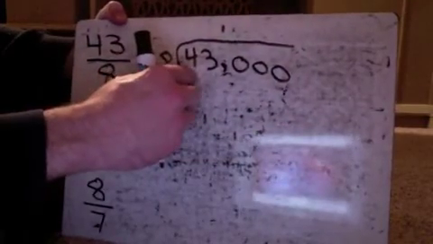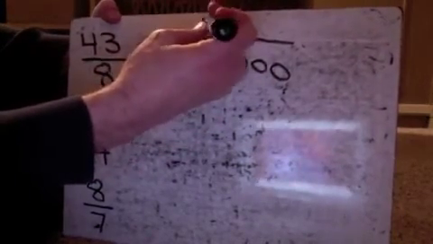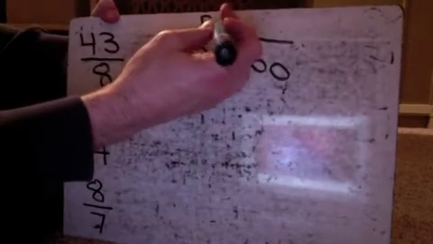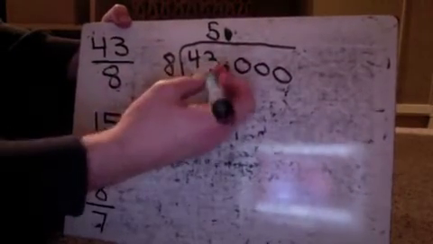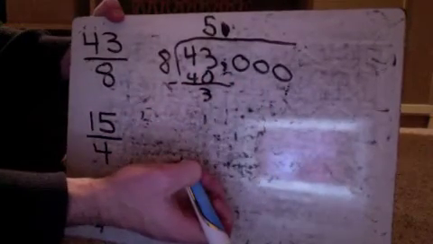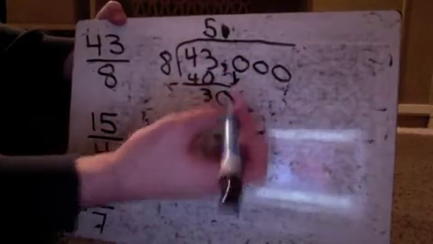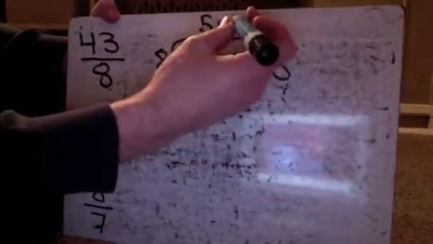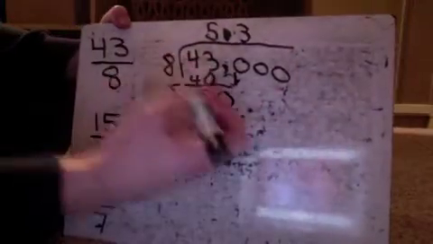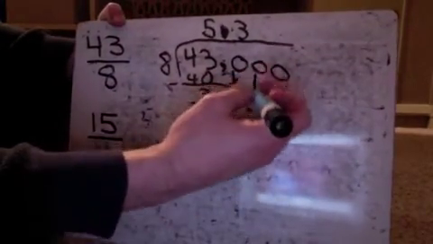8 does not go into 4. 8 goes into 43. I'll put my decimal point here, but 8 goes into 43 5 times. That would be 40, and we'll subtract, and we'll get 3. Now, I still have a 0 to bring down, so let's bring down the 0. 8 goes into 30. That would be 3 times. 3 times 8 is 24. Take away equals 6. Bring down my next 0.